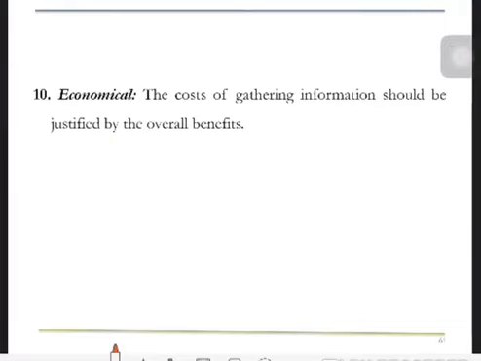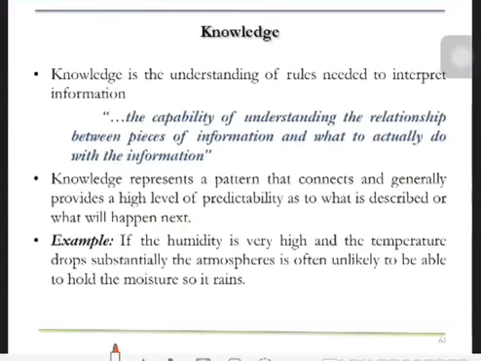Economical, the cost of gathering information should be justified by the overall benefit. So benefit should be greater than cost, and we call it economical. So when you say information, we have 10 basic components of the quality of basic or good information. You can say that good information. Then we already discussed data, information.